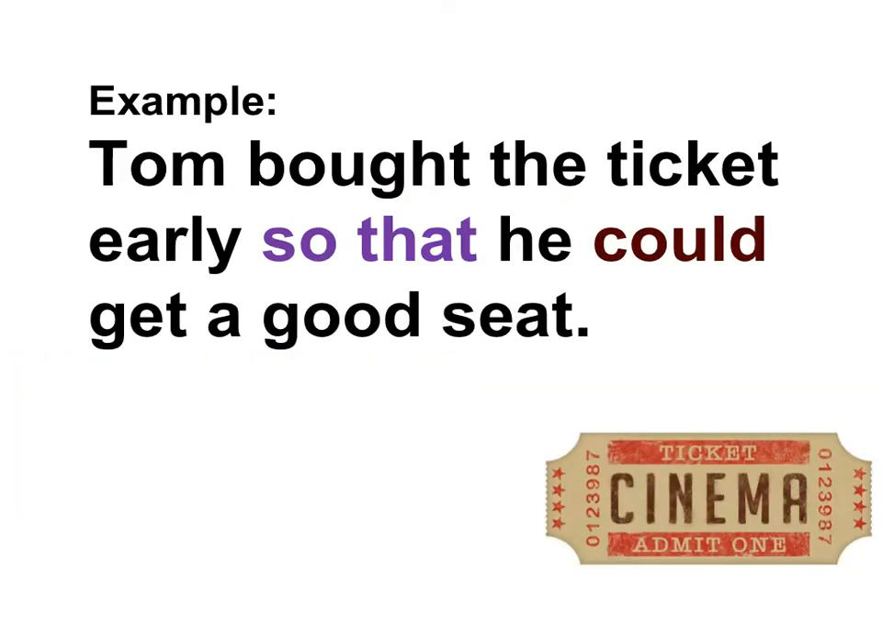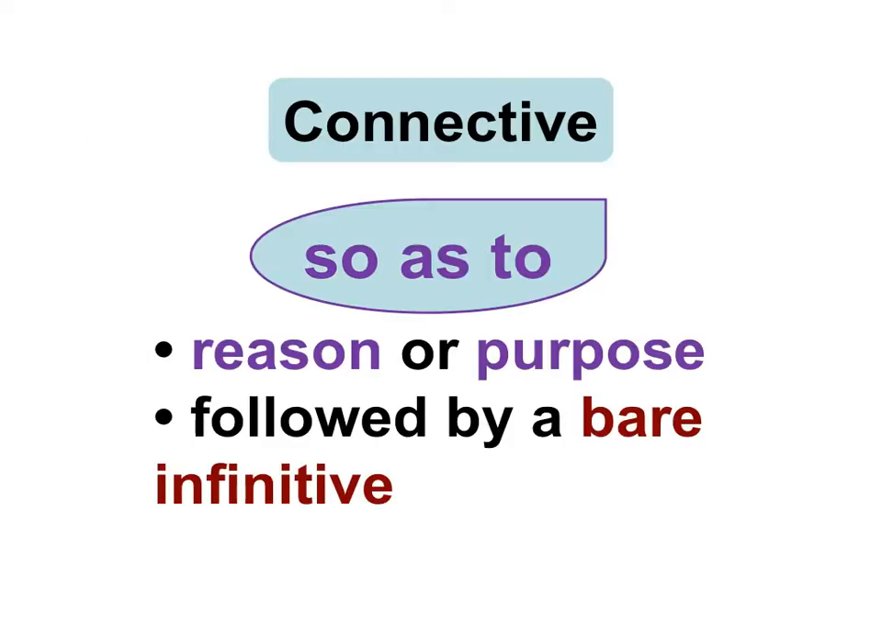Example 2. Tom bought the ticket early so that he could get a good seat. He could get a good seat is the purpose of why Tom bought the ticket early.